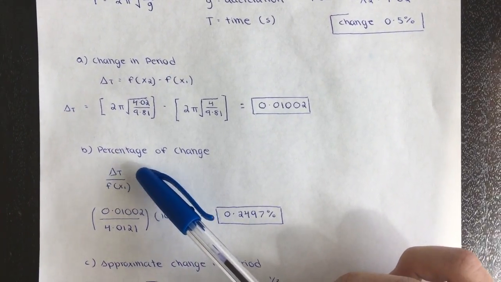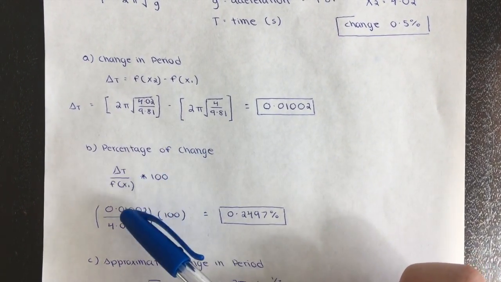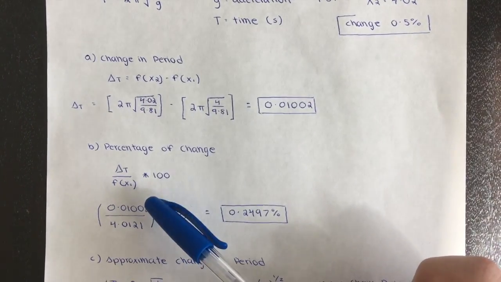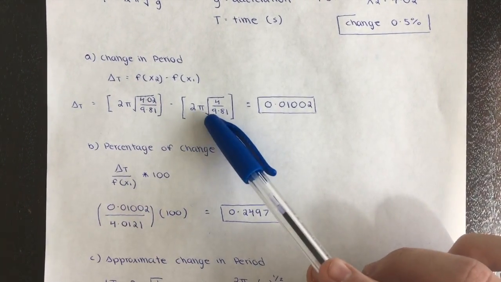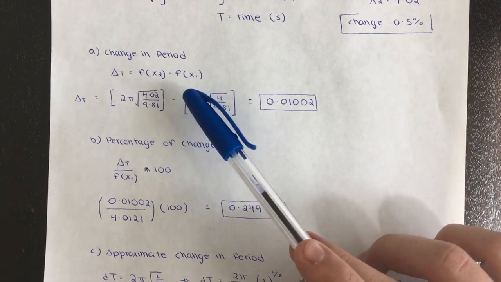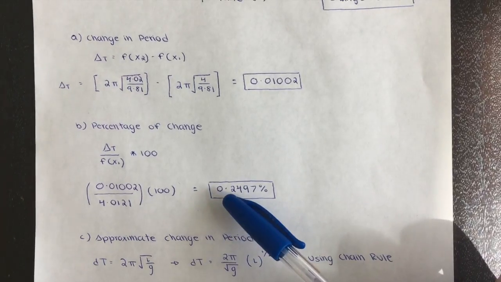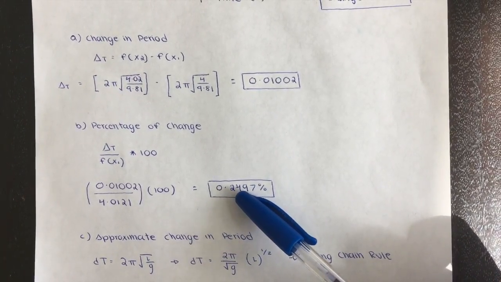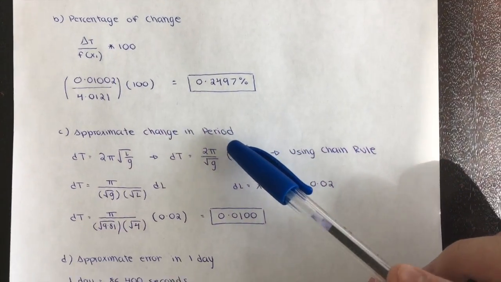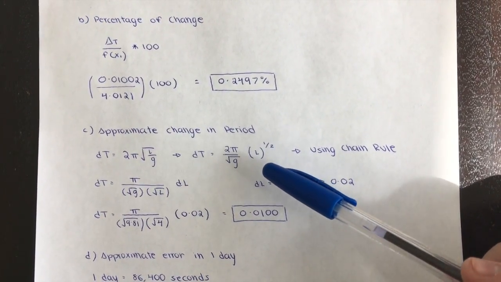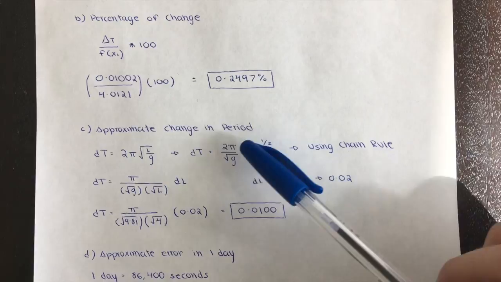In number B, they're asking us to find the percentage of the change, so we only have to use this formula. The answer we got in number A, which is 0.01002, divided by this answer, which is f of x1, times 100. The answer will be 0.2497%.